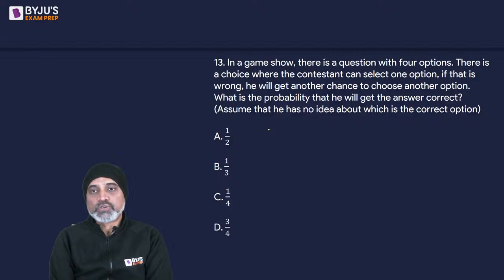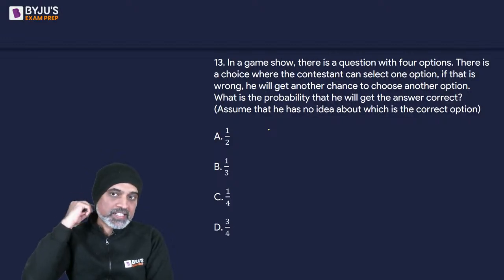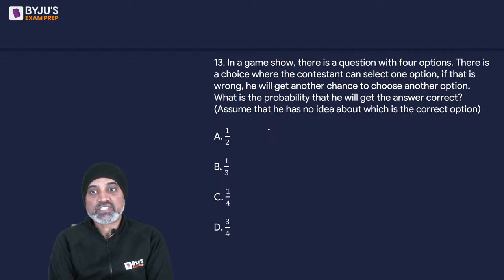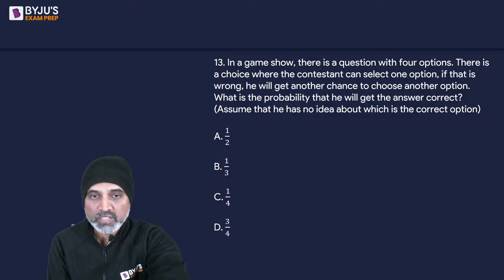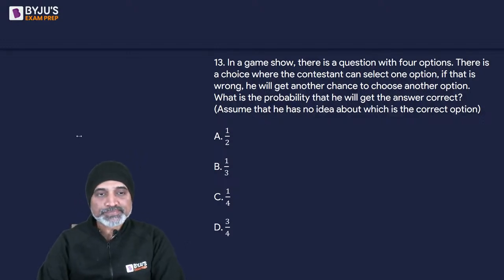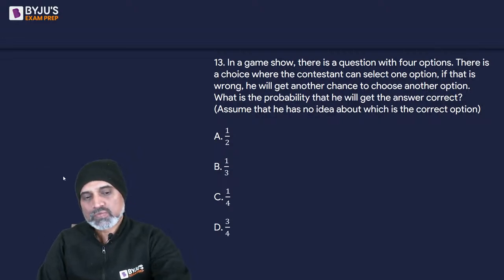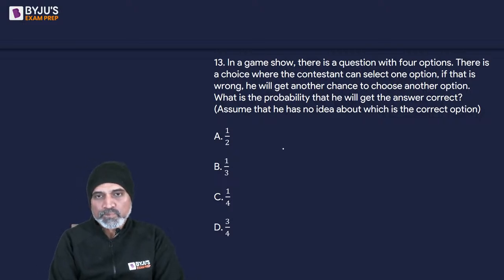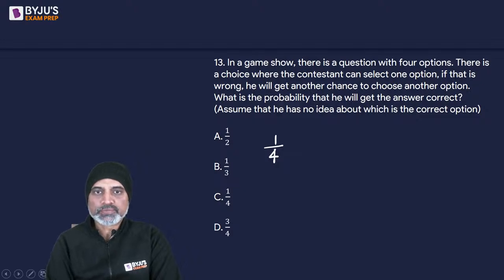Next, in a game show, there is a question with 4 options. The contestant can select one option. If that is wrong, he will get another chance to choose another option. What is the probability that he will get the correct answer? Assume that he has no idea about which is the correct option. So this is a question based on probability, right? Suppose he chooses 1 option out of 4. So this may be the correct one, right?